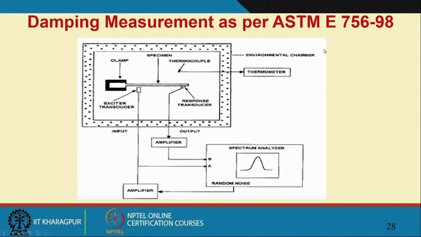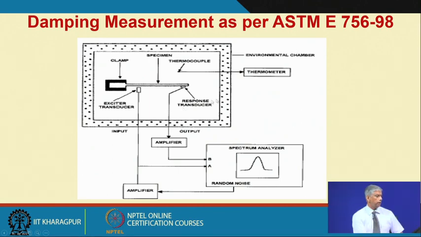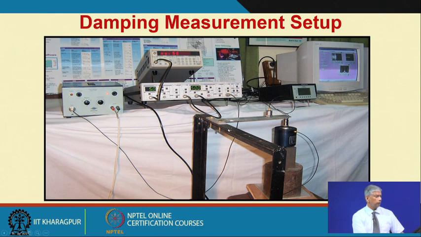There is an ASTM standard to measure damping, and the specimen could be put in a chamber with an exciter and a response sensor. There is equipment like the dynamic mechanical analyzer, wherein you can find out the damping in the material at different temperatures. And this is an experiment in the lab wherein we are exciting and measuring the response to find out the damping in a cantilever beam.